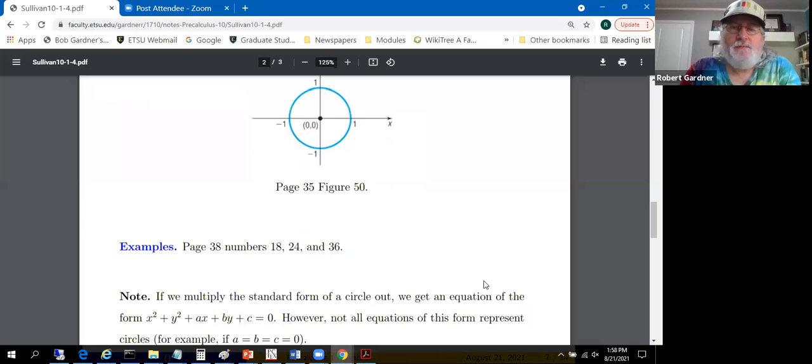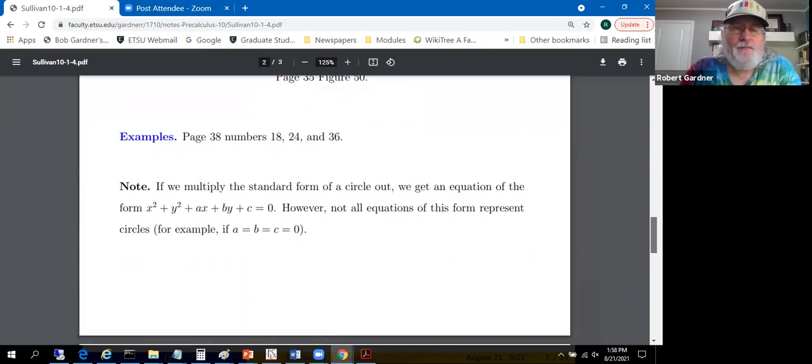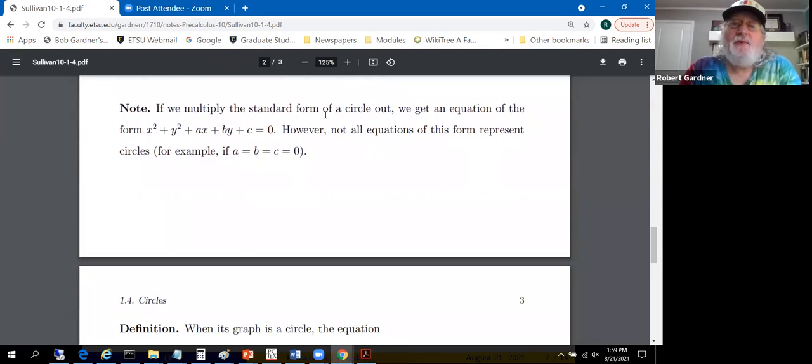Back to the notes. If we multiply the standard form of the circle out, we get an equation of this form. You'll have an x squared term and a y squared term. You'll have an x term, a y term, and a constant term.